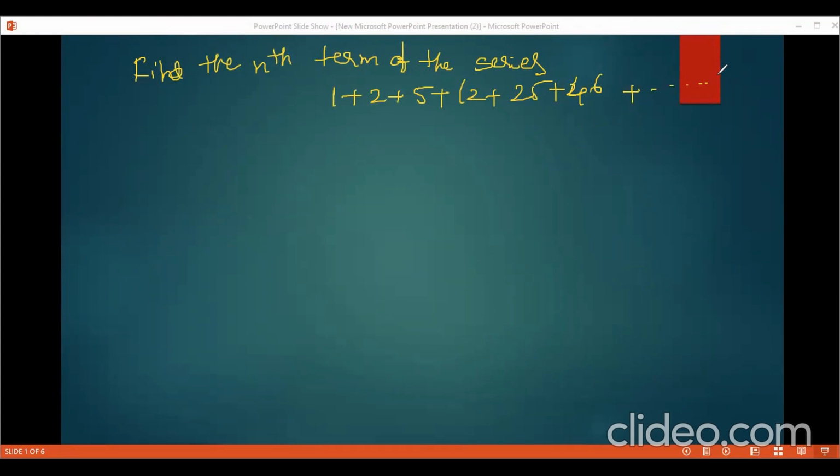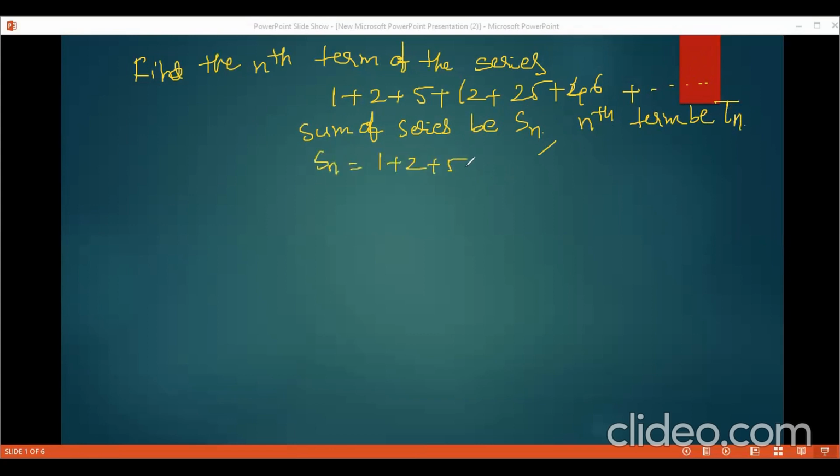So by using the method of difference, let the sum of the series be Sn, right? And nth term be Tn. Okay, let us take like this. And you write Sn is equal to 1 plus 2 plus 5 plus 12. First you write the same thing. And then what you do? Again you write Sn is equal to.